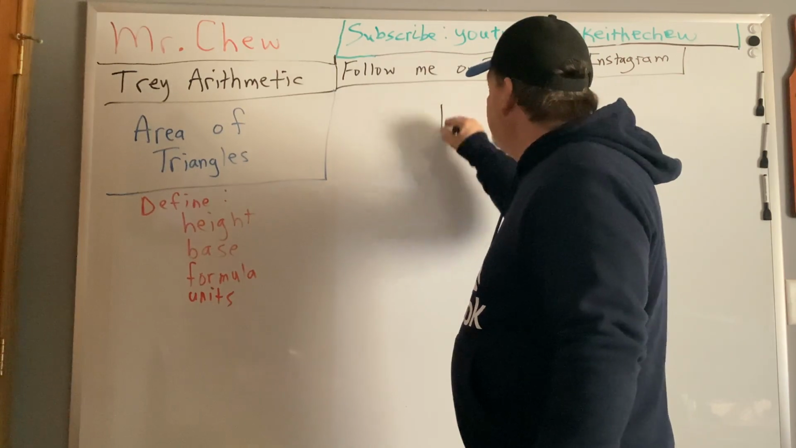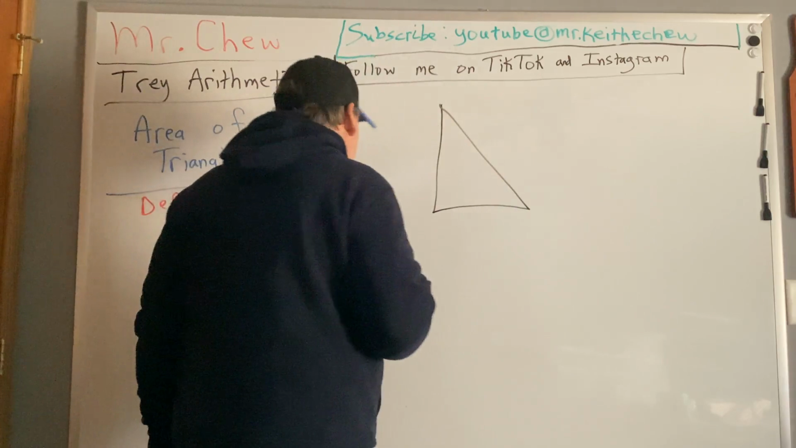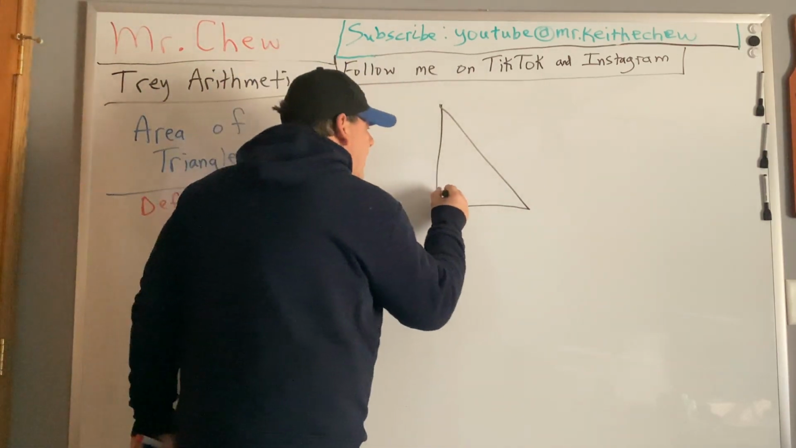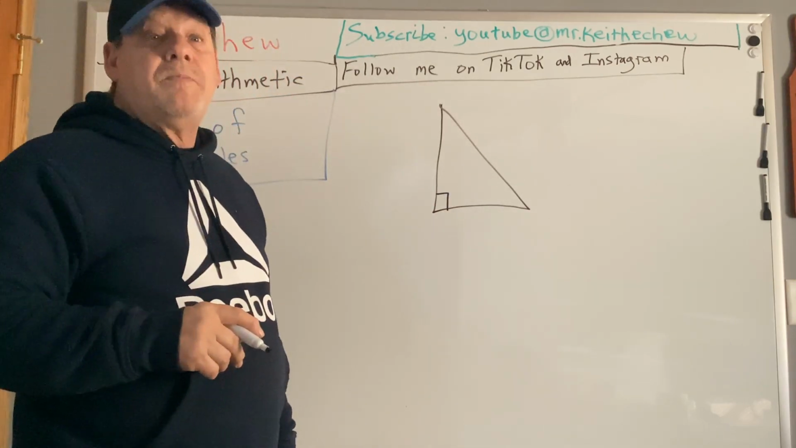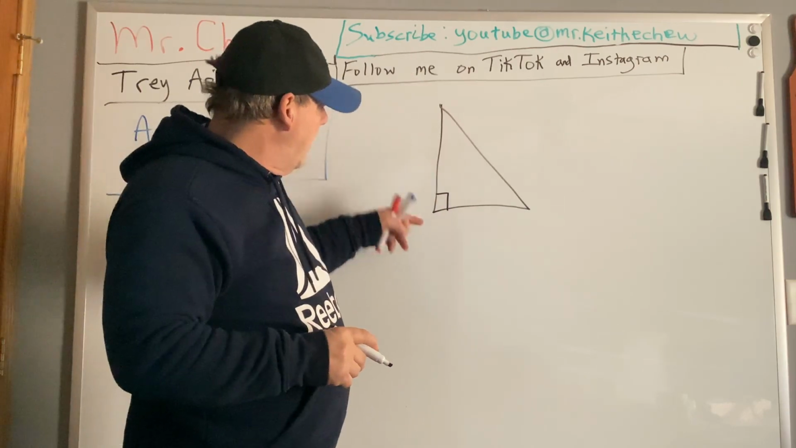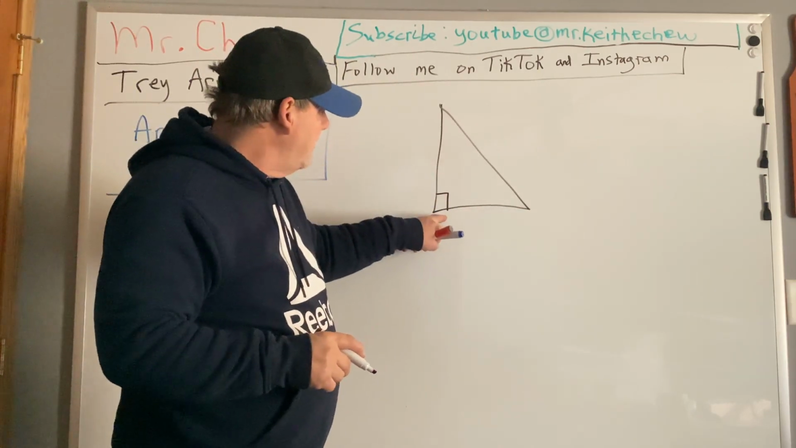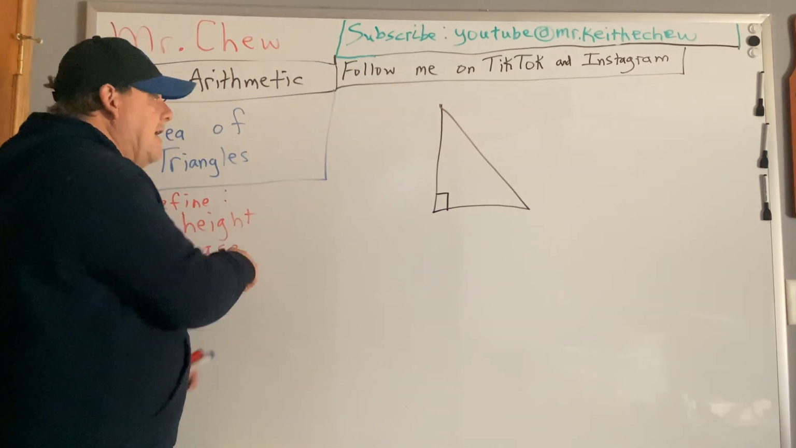So anytime that I have a triangle that I want to find the area for, I'm going to have a right angle in it. There's going to have to be perpendicularity here. And when you have 2 sides that intersect to form a right angle in a triangle, we can talk about the height and the base.